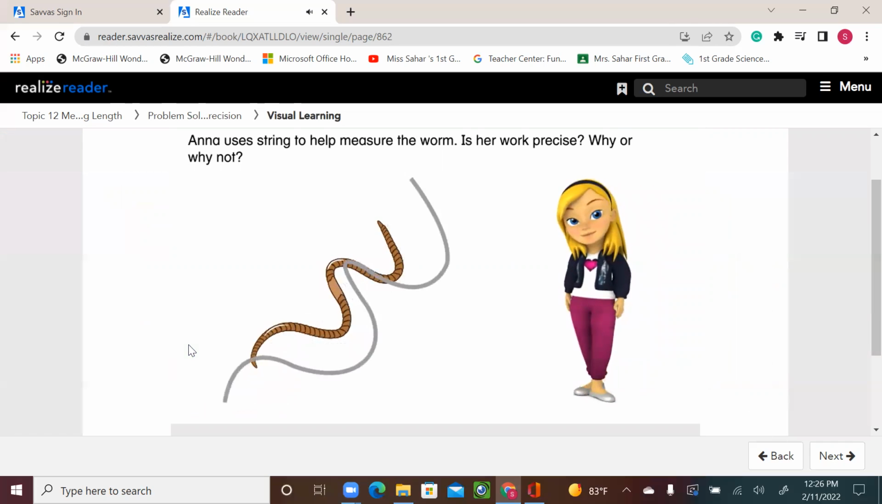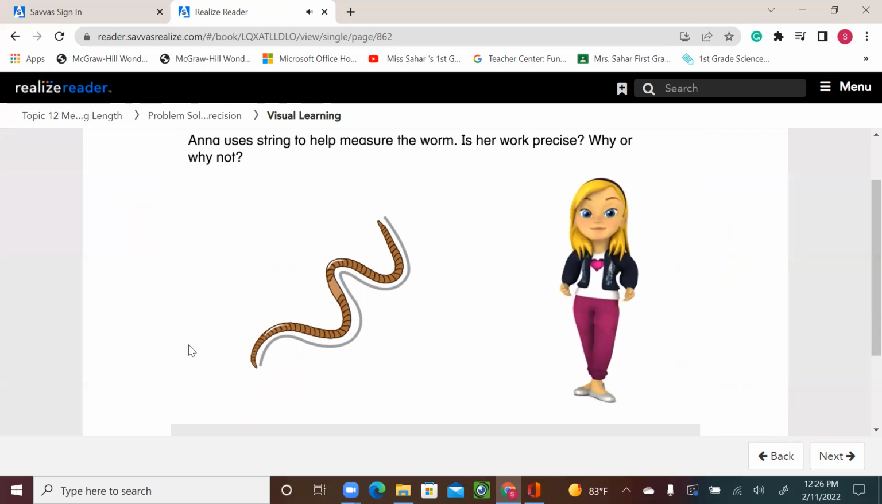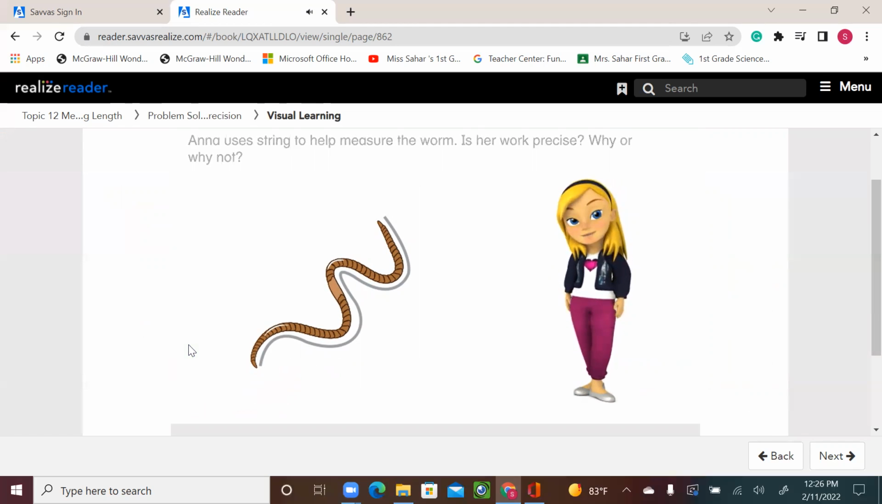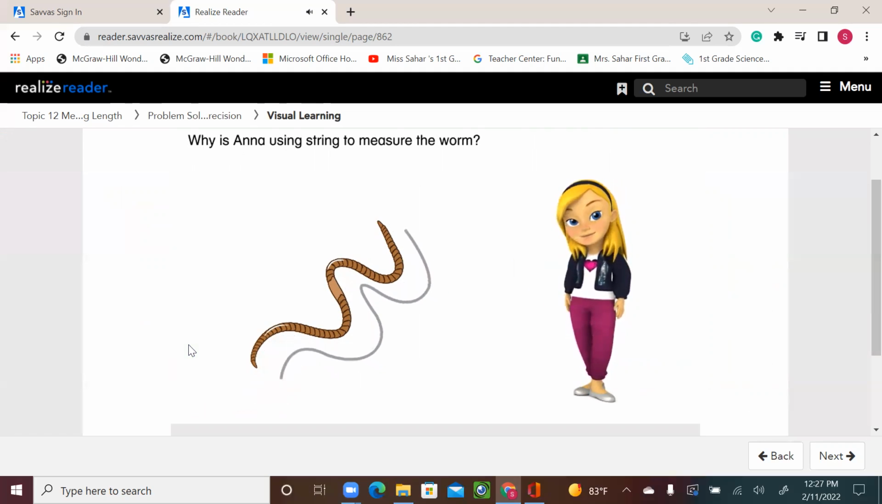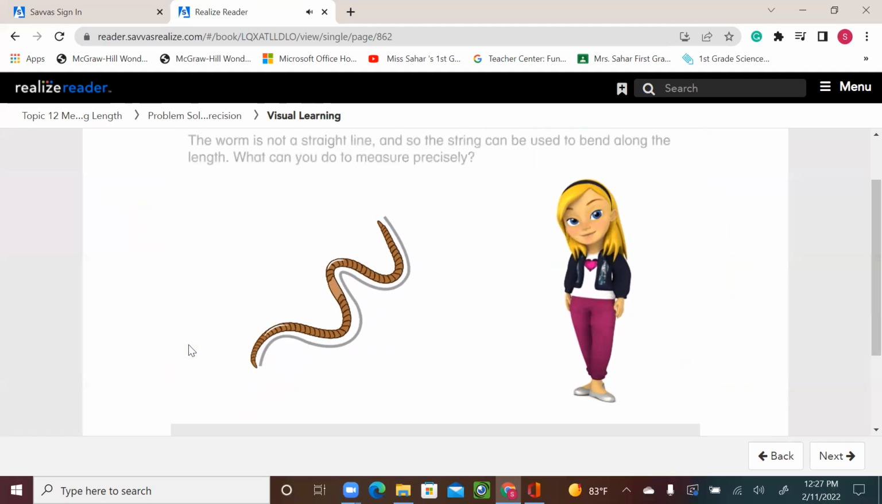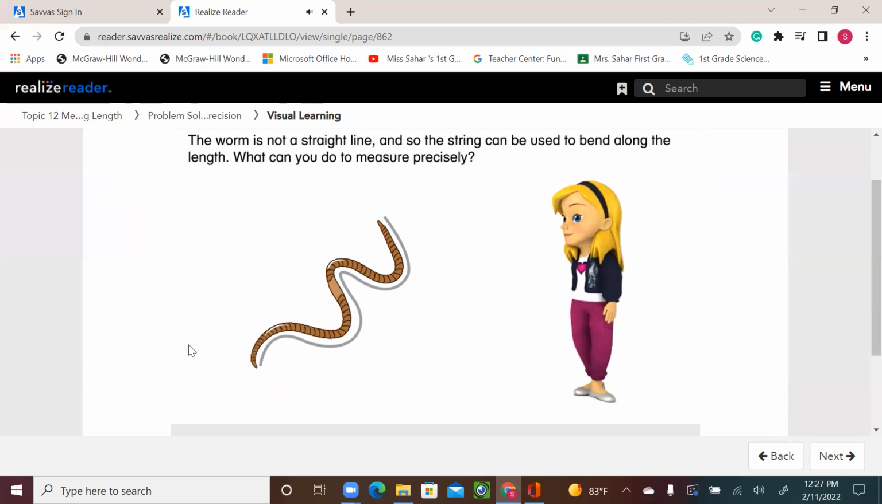Anna uses string to help measure the worm. Is her work precise? Why or why not? Let's find out about measuring precisely. Why is Anna using string to measure the worm? The worm is not a straight line, and so the string can be used to bend along the length.